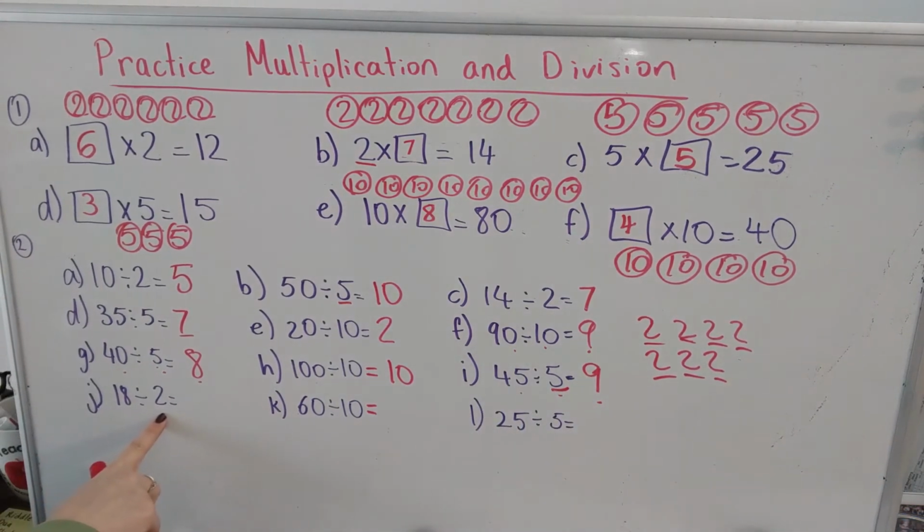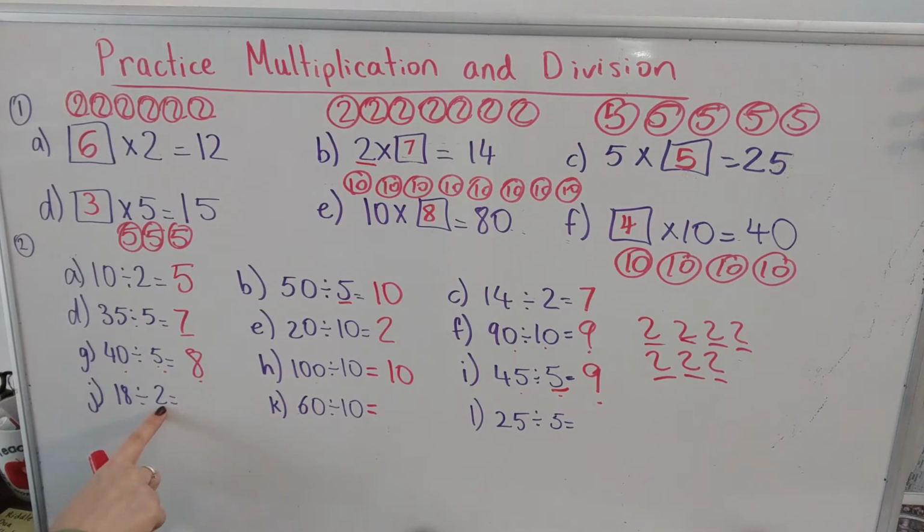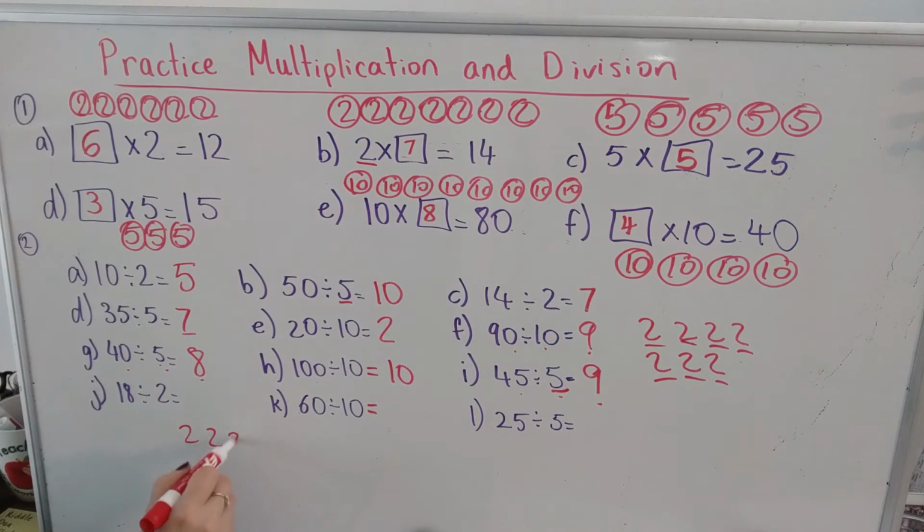18 divided by 2. We are counting by 2s to figure out how many 2s are inside of 18. 2, 4, 6, 8, 10, 12, 14, 16, 18. How many 2s was that? 9. 2 times 9 is 18.